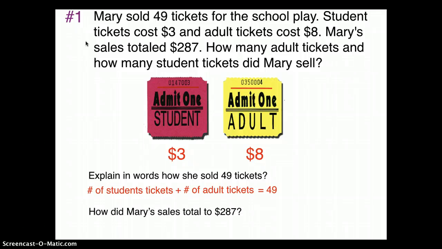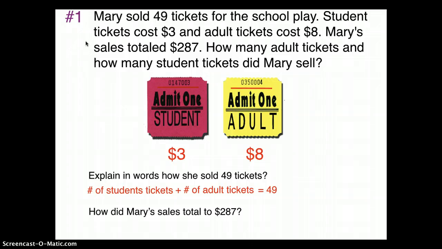Now let's look at how Mary got a total of $287. Okay, we'll think. If one student ticket is $3, if I sold two, it would cost $6. If I sold 10, it would cost $30 altogether. If I sold 20, it would be $60. So hopefully right now you're noticing a pattern.